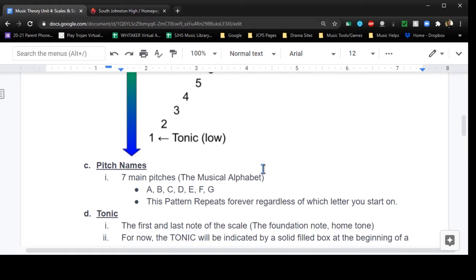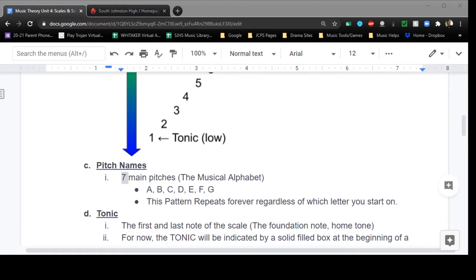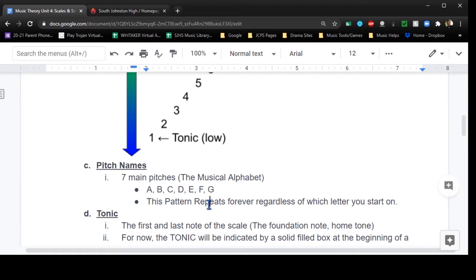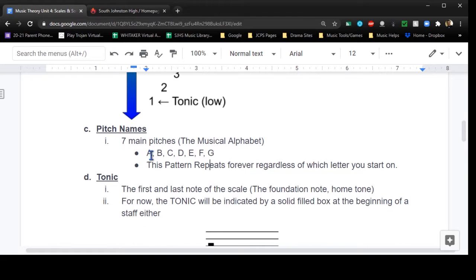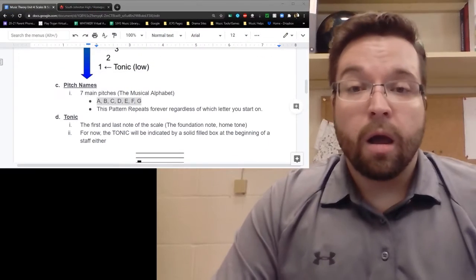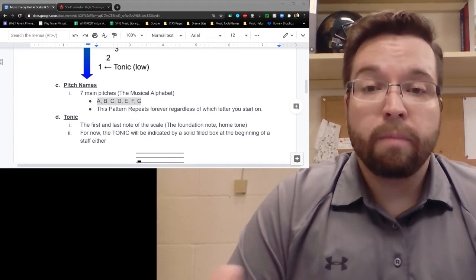Pitch names, again: there are 7 main pitches in any scale, not counting the tonic on the top again. This is our musical alphabet: A, B, C, D, E, F, and G. All these note names are labels for pitches.